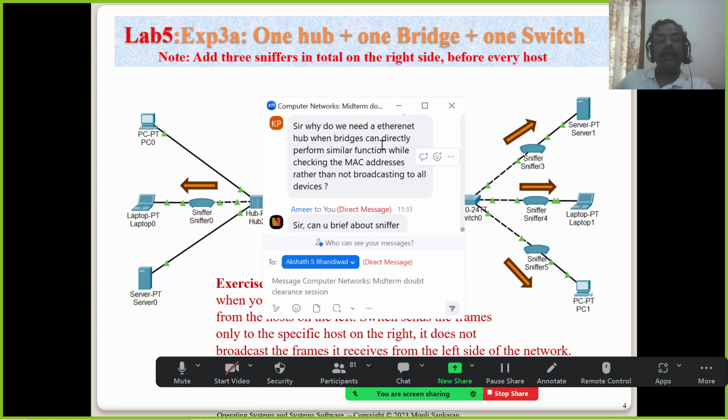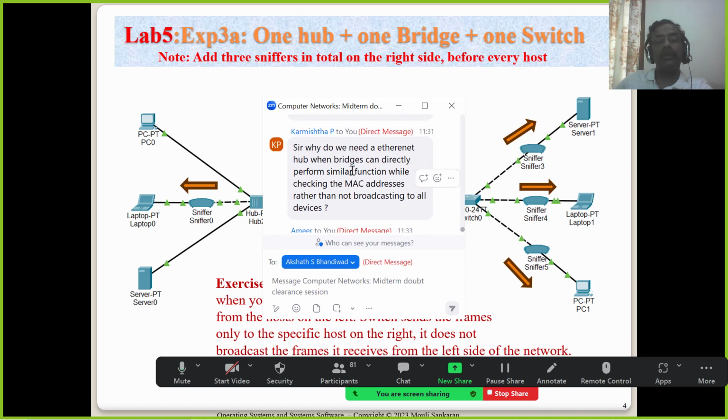Okay, why do we need an Ethernet hub when bridges can directly perform a similar function? That's what I told you. Who is asking? Okay, Karmishta. See, you are not willing to spend money for switches because switches are expensive, hubs are cheap, and then you are willing to live with the limitation of performance, because when one packet is sent, it is going to be sent on all of them.